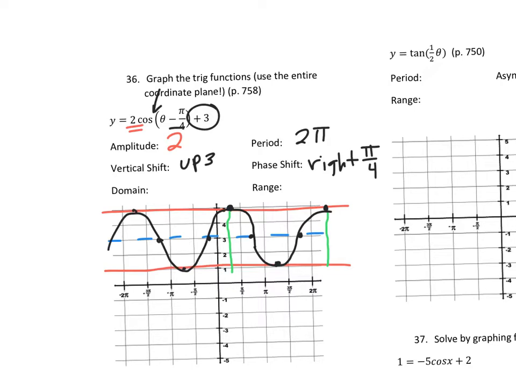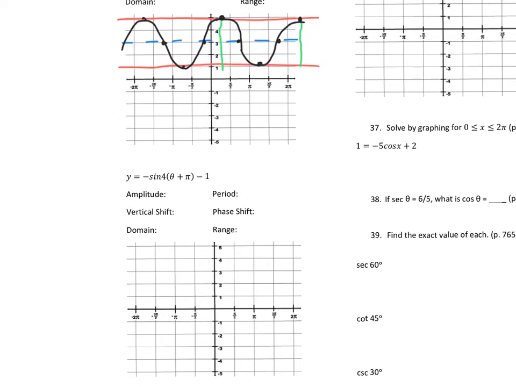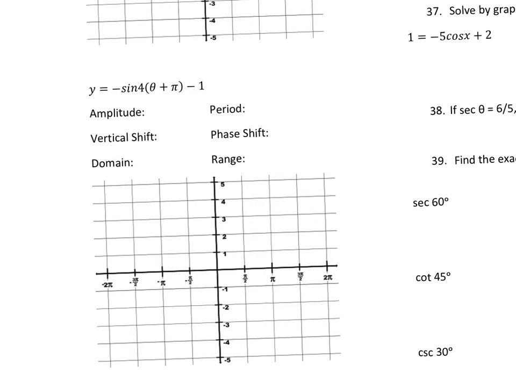Okay, and then 36, the second one. The amplitude's positive 1. The period is 2 pi over 4, which is pi over 2. My vertical shift is down 1. My phase shift is left pi.